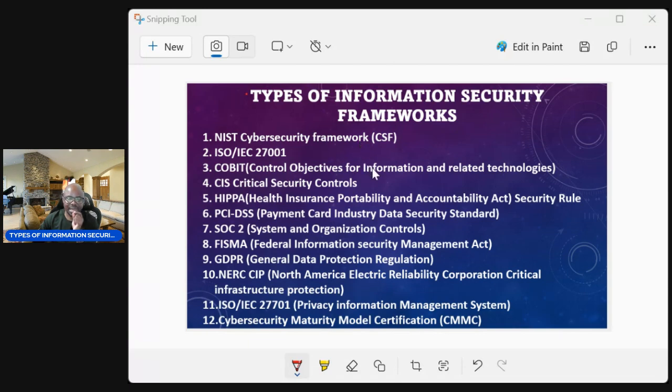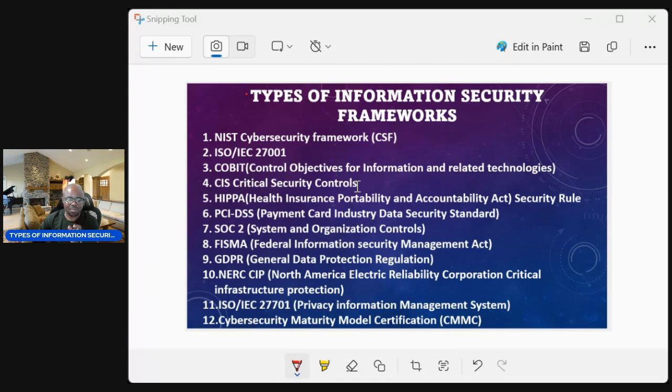And then I have number 11 on my list, the ISO IEC 27701, which is about privacy information management systems. It was developed by ISO and IEC. The focus of this ISO 27701 is privacy and data protection management.